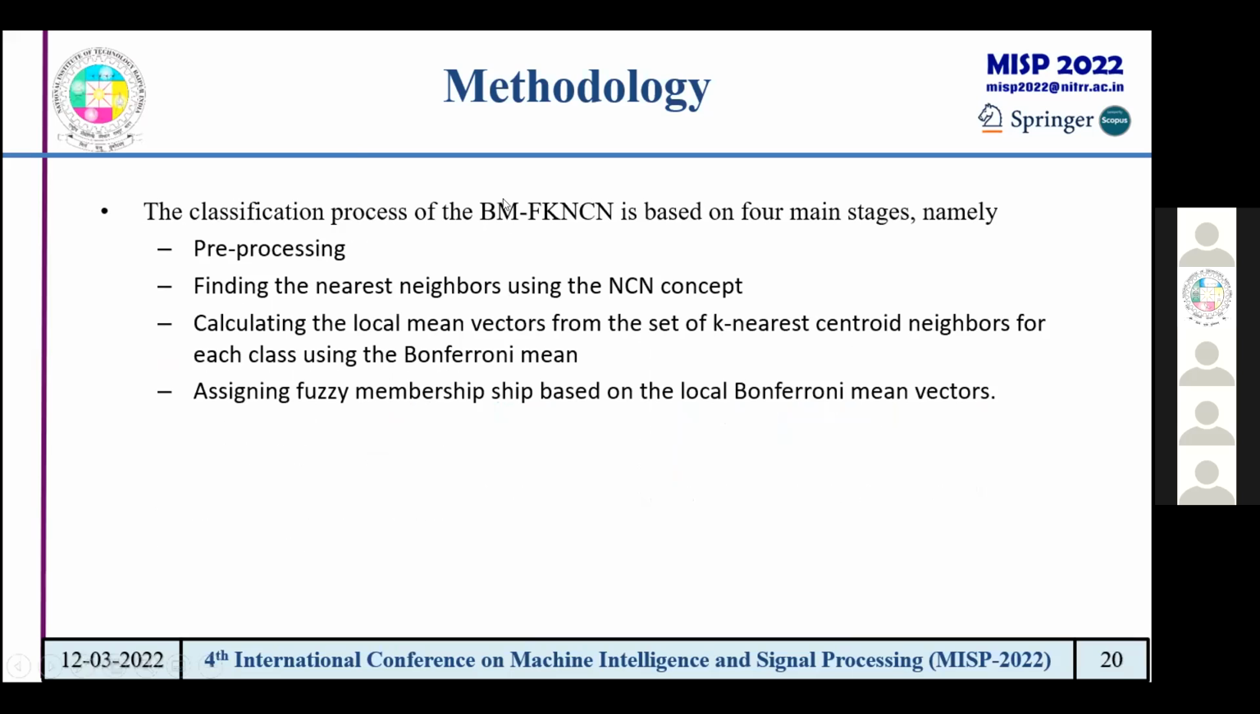And the classification uses Bonferroni mean. First thing is pre-processing, the same as for the audio signals that I have taken. Due to the imbalance in the data set, about 2,700 are abnormal and about 700 are normal. So there is a strong chance that an unclassified sample is biased towards abnormal all the time.